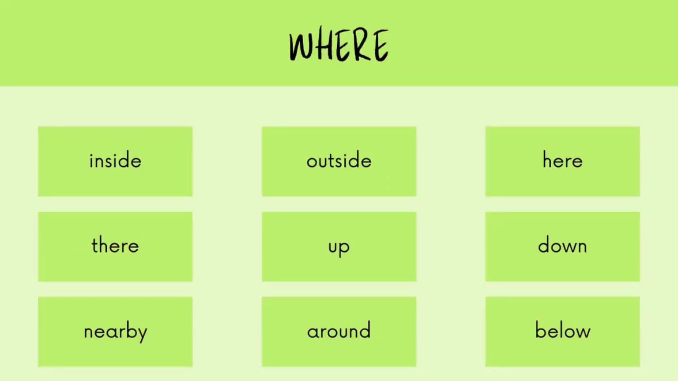Okay. Now, we also have adverbs of place. Adverbs of place tell us where. They answer the question where did the action take place? For example, inside, there, nearby, outside, up, around, here, down, below. These are all adverbs of place. They point to the place where an action takes place.